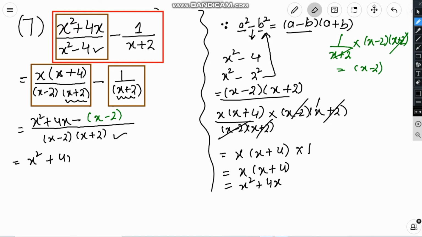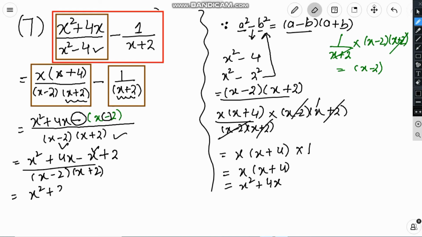Next, just simplify it as it is 4x minus x. As here it is minus, so it will change the sign. It becomes plus 2. Over x minus 2 and x plus 2. You can also close the bracket again. x square plus 4x minus 1x, it becomes x square plus 3x plus 2, over x minus 2 and x plus 2.